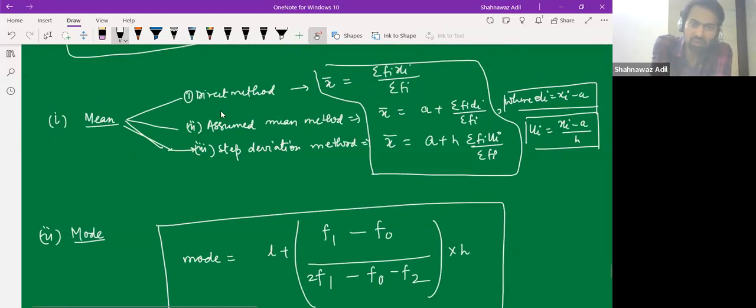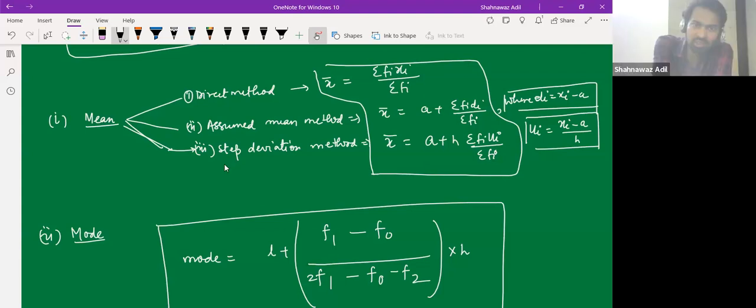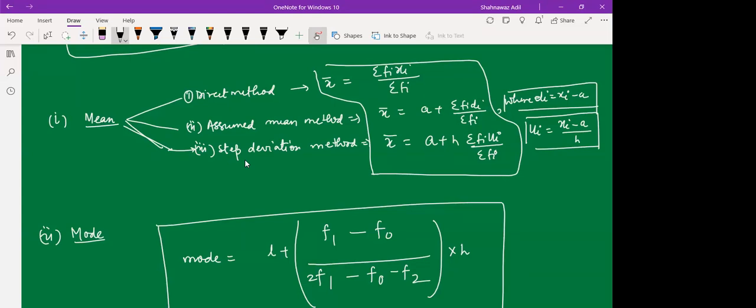And Shaima, you ask your teacher, sir, if I get some large numbers, can I use that step deviation method? You can ask that. Sir, she didn't even teach it. Yes, sir, she didn't teach it in the class. So they didn't do this step deviation method. No, sir.